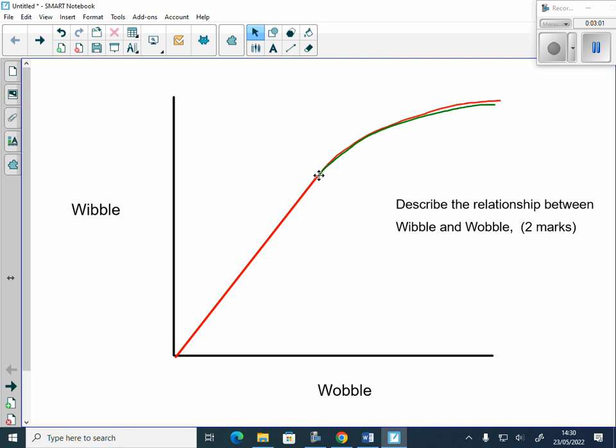You can't just say the graph levels out, because you've then got to relate it to what that means in terms of the relationship of the two. So you can say the graph levels out, but then you'd have to say, and that means for larger values of wobble, wibble isn't increasing as much as it was at the start.